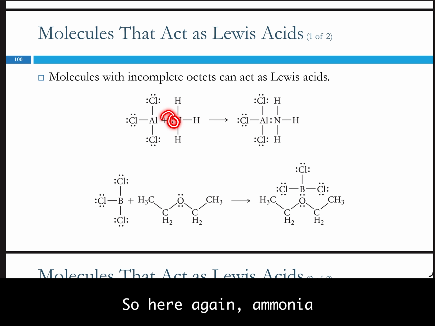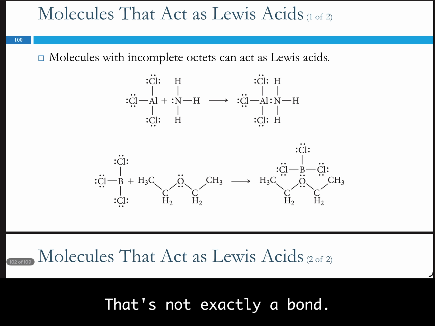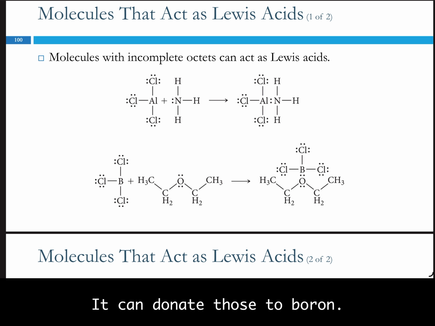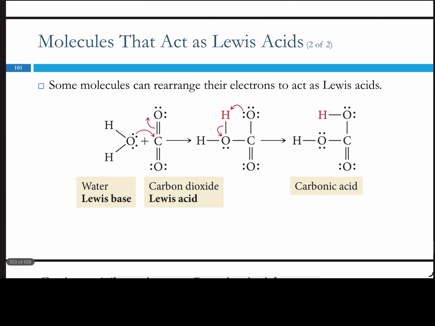So here again, ammonia donating to the aluminum, forming that adduct bond. It's not exactly a bond. Oxygen is a good Lewis base because it's always got a couple lone pairs. It can donate those to boron. Or we can have things that rearrange to create space. So CO2 can do that.